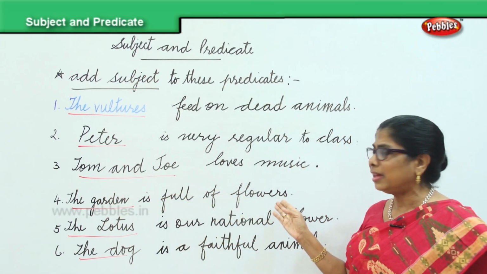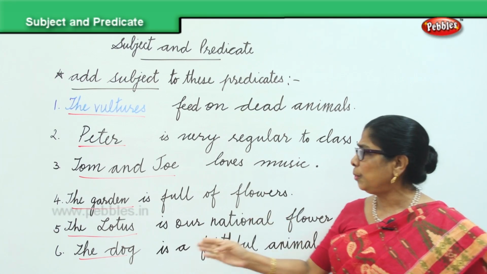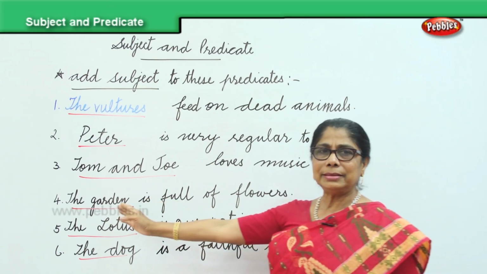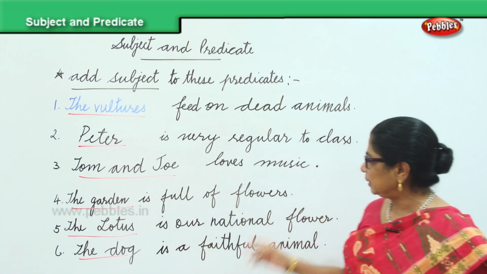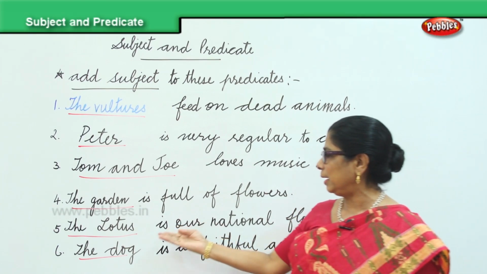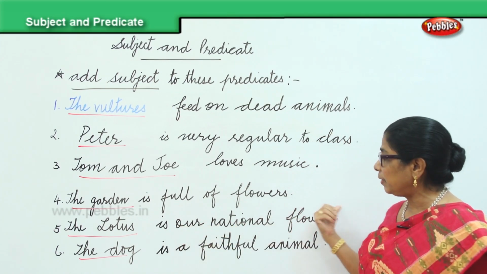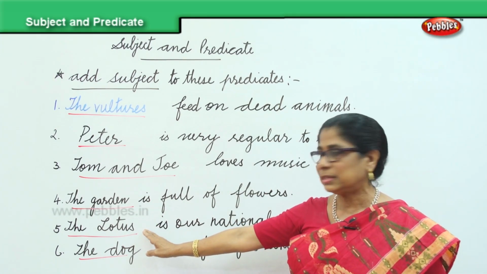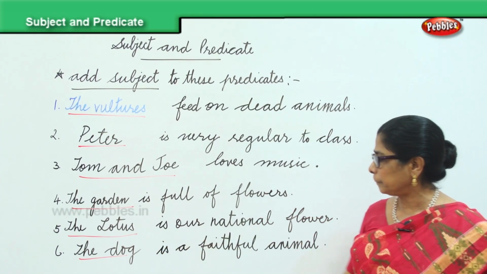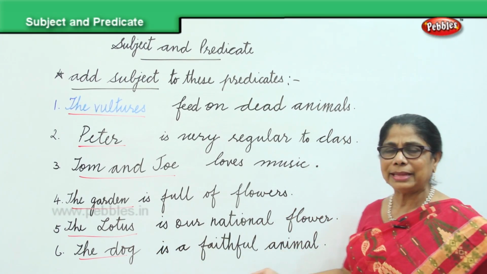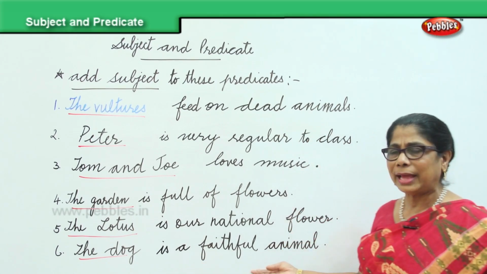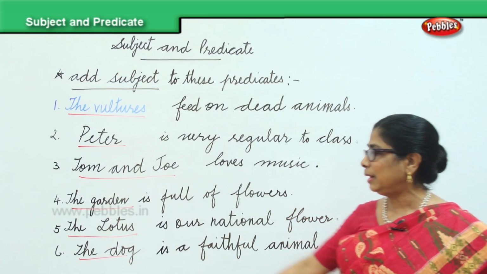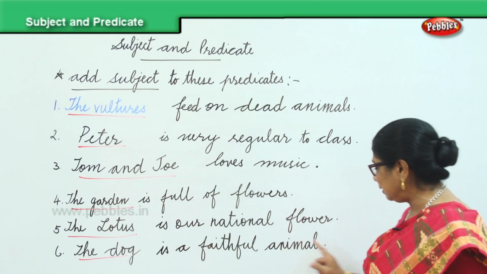Now, is full of flowers. That's the predicate I am giving you, and you put in the garden. The garden is full of flowers. The garden is the subject. Big T begins with a capital, ends with the full stop. Now, I supplied for you is our national flower. That's the predicate, and you said we'll put in the lotus. The lotus is the subject. Is a faithful animal. That's the predicate, and you supplied the dog. The dog is a faithful animal. That is the subject, begins with the capital letter, ends with the full stop.